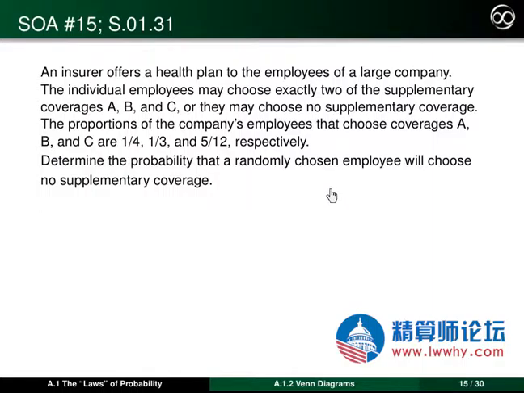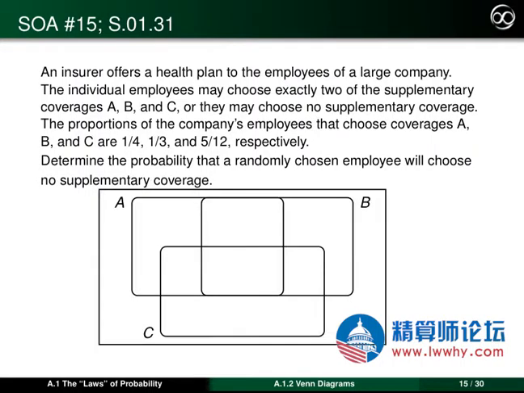Here's a somewhat trickier example for you to pause and try to work. Here we again have 3 types, A, B, and C. People may choose either no supplement coverages, or exactly 2. So you can't choose an odd number. So what does that mean for my Venn diagram? Well, again, I make my big rectangle for a state space with 3 smaller rounded rectangles A, B, and C inside.